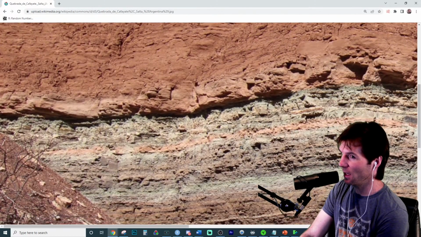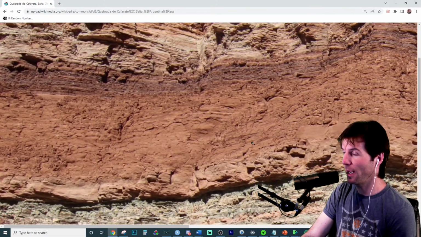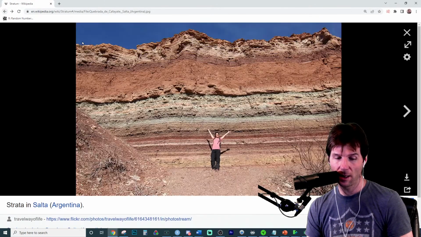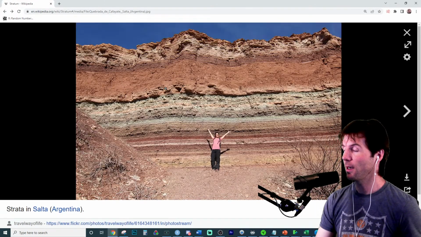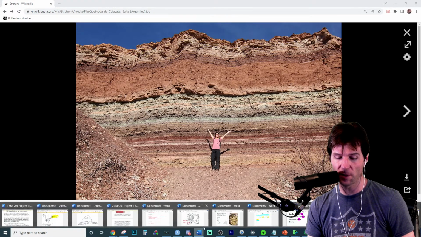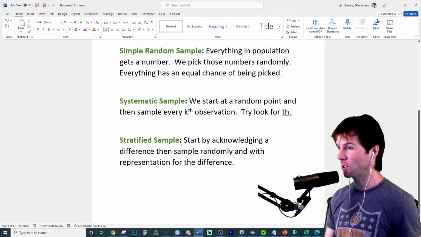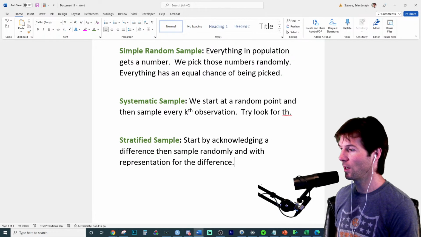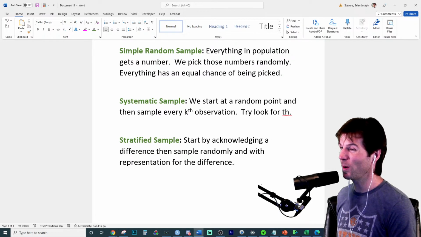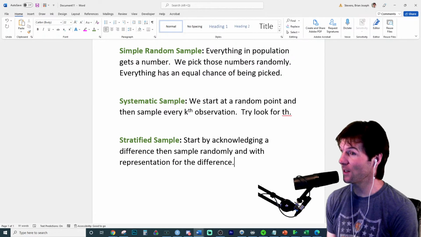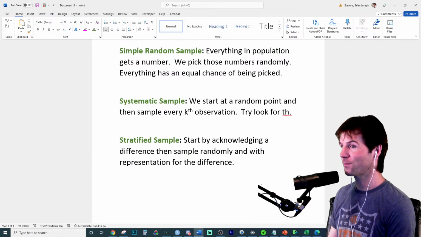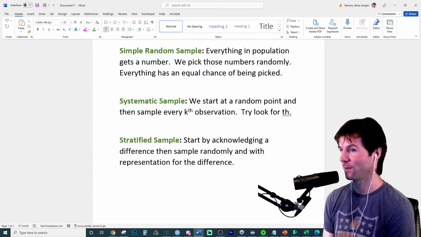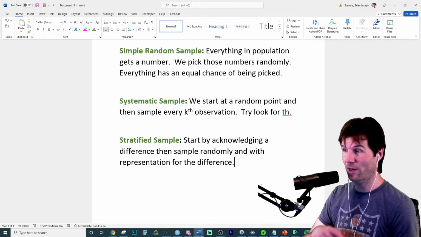Strata in Latin means layers. So if you notice right here, there are different layers of this dirt. I would like to show you how we could take a stratified sample. A stratified sample is going to do what to these differences? I just want to hear one word. It starts by saying there are differences, and I'm going to what those differences.